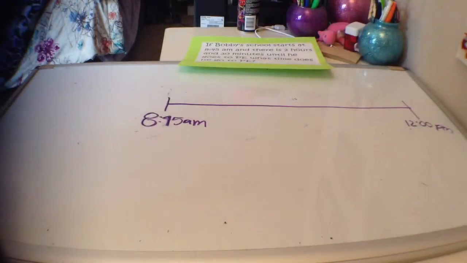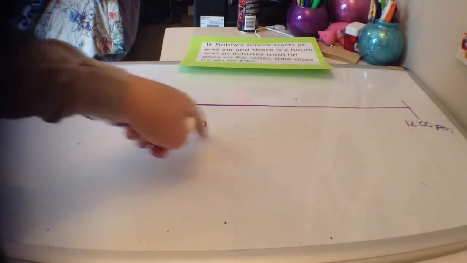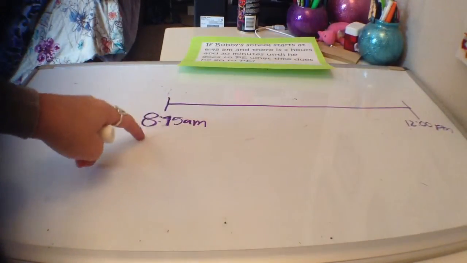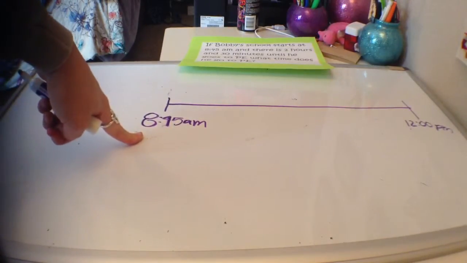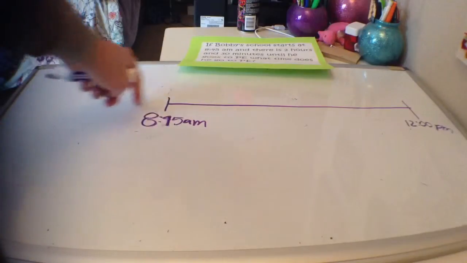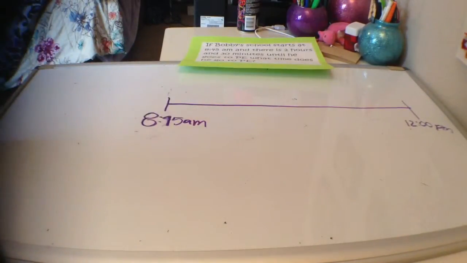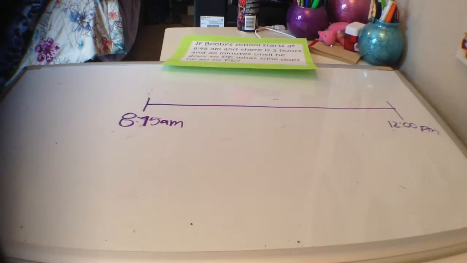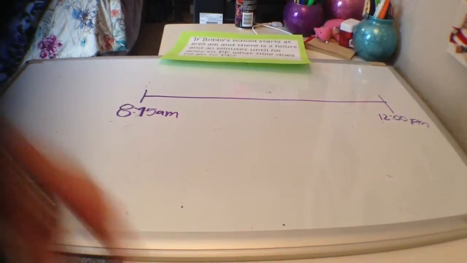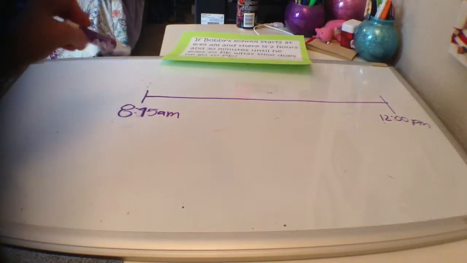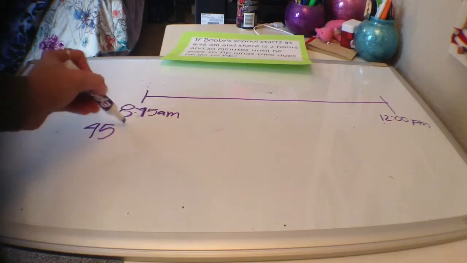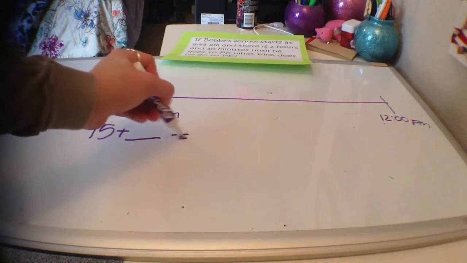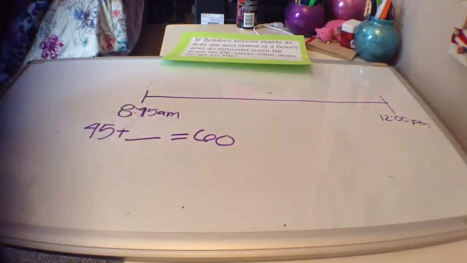Okay, so now that we've talked about regrouping, we can look at this 8:45 a.m. If we're going to be adding 2 hours and 30 minutes, we want to try and get to the next whole hour to make it easier for us to be adding. So, how many minutes until our next whole hour? Or in other words, 45 plus what gets us to 60.